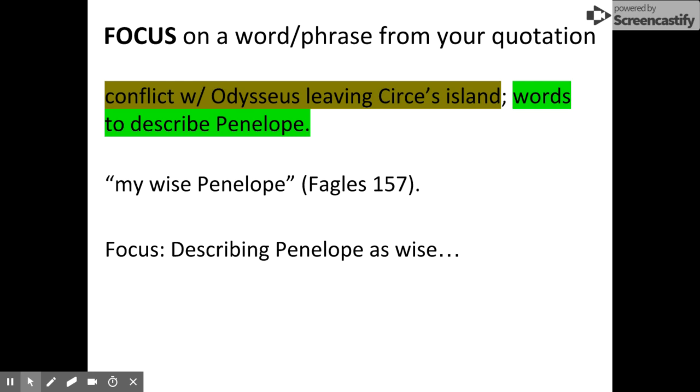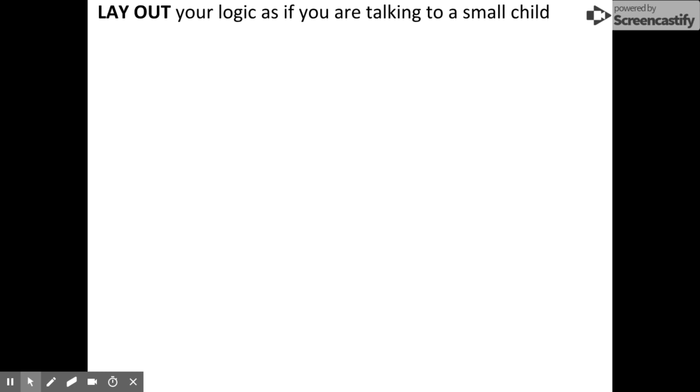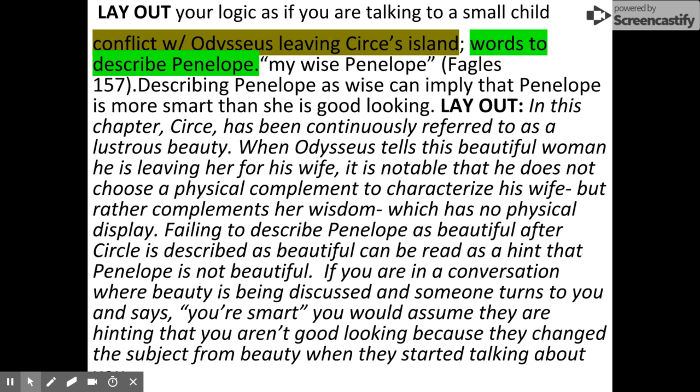Now I'm looking to draw a theory, which expands on my branch, how those words describe Penelope. And so I thought that describing Penelope as wise implies that she's more intelligent and smart than she is good looking. Now, that might be confusing to you. And so that's why it's really important to lay out your logic. You might be hearing me draw that conclusion about her wisdom, meaning she's not good looking, and you might be confused. So let me explain it to you in my lay it out step. Because describing her as wise implies she's more smart than good looking.